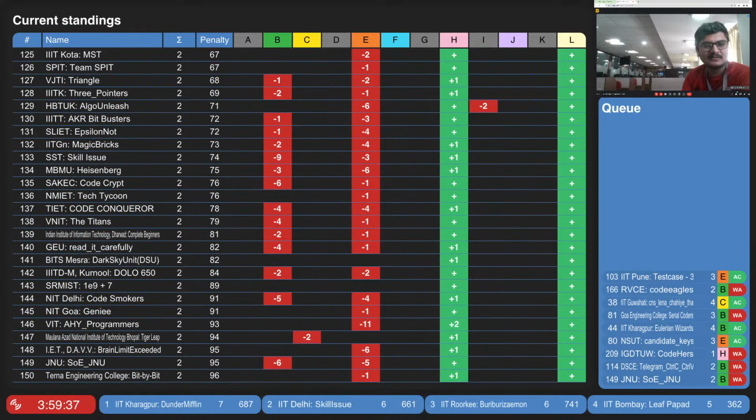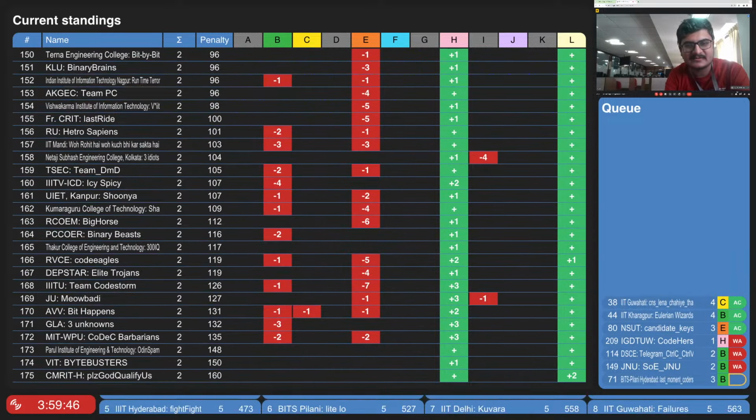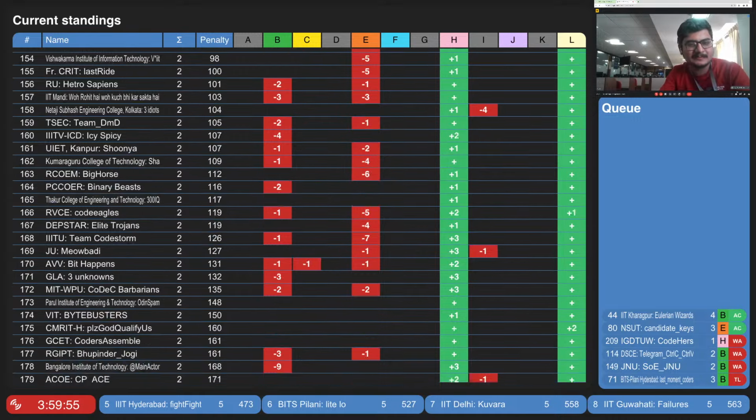And assuming they are nowhere close to "Based on What", I don't think Skill Issue can win this contest. We don't know what IIT Roorkee is trying, but Christmas Coloring is the one they can give a shot at. So to me, it pretty much looks like Dunder Muffin from IIT Kharagpur will win this contest.